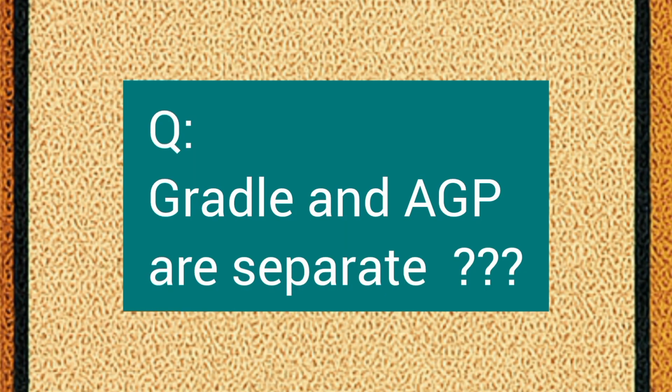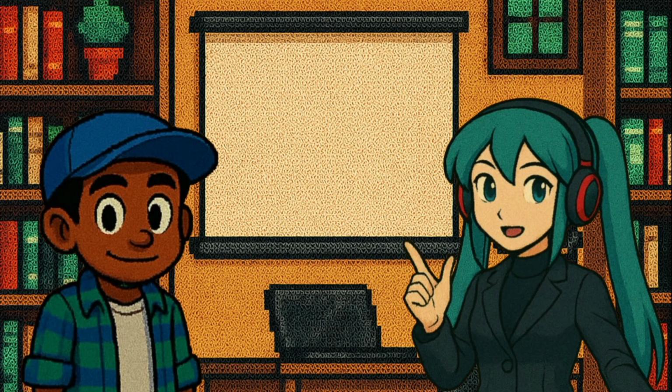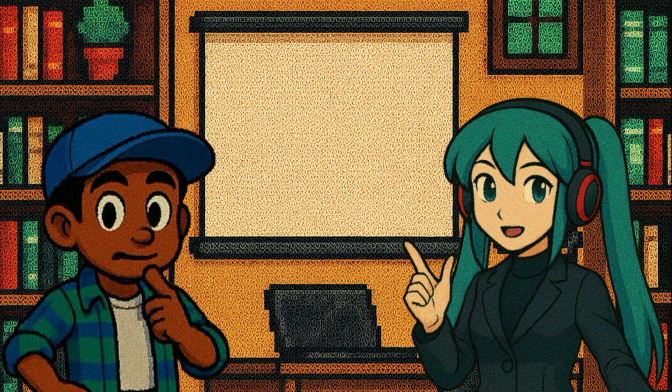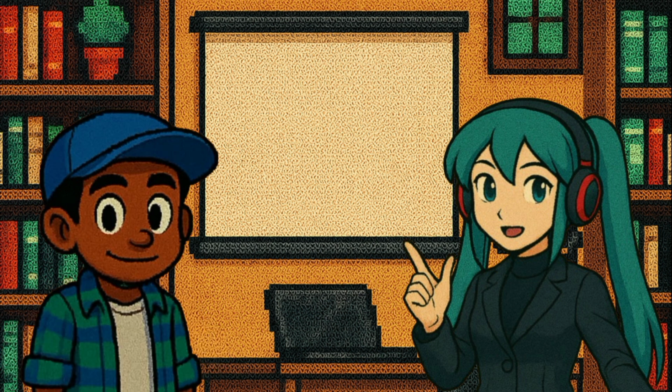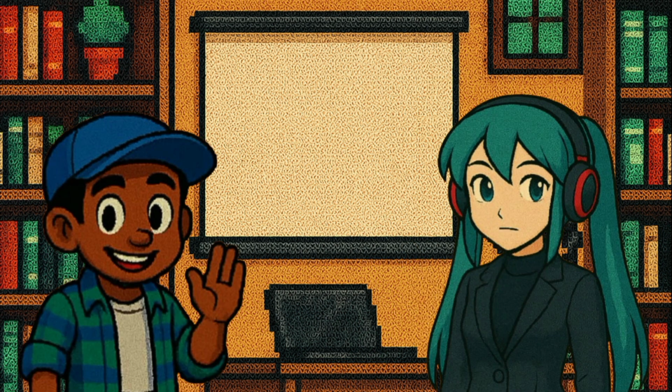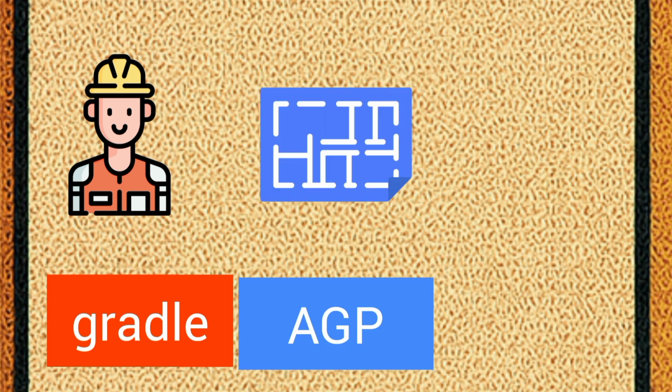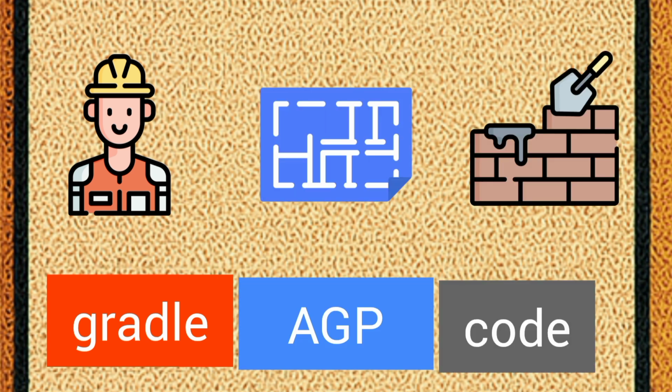Wait, so Gradle and AGP are separate? Exactly. AGP is the plugin, made by Google, that teaches Gradle how to build Android apps. AGP adds Android-specific steps. Without it, Gradle wouldn't know what to do with files like Android Manifest, XML or Kotlin code. Think of it this way. Gradle is the builder, AGP is the Android blueprint, and your code is the material.